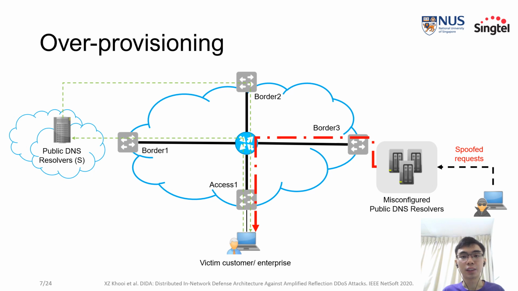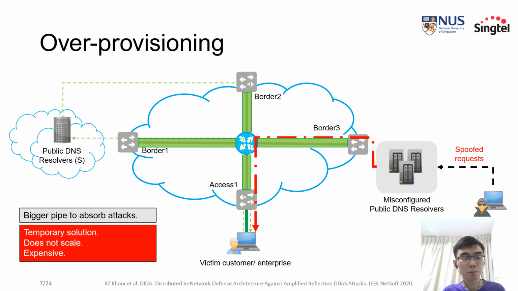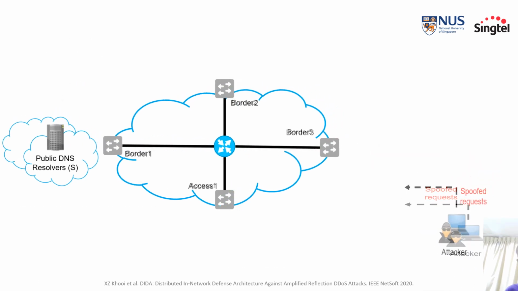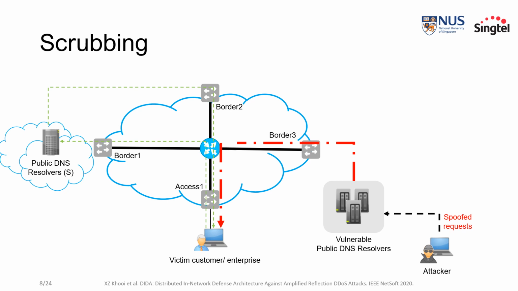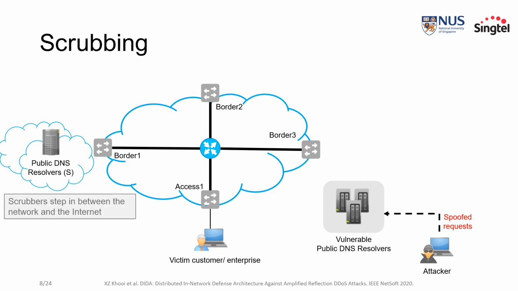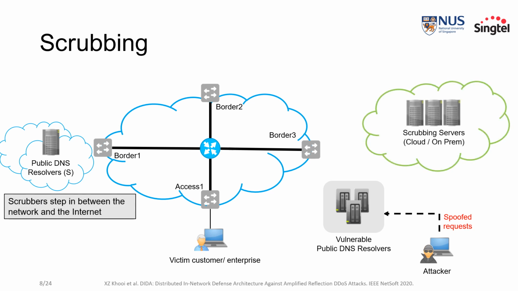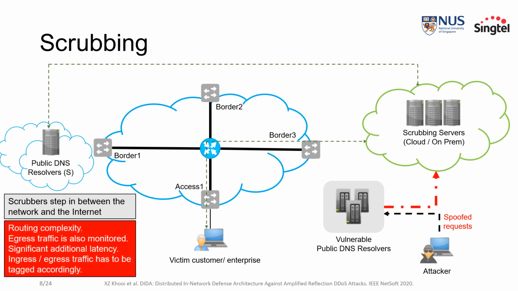Firstly, over-provisioning, which basically means to have bigger pipes to absorb attacks. However, this is a temporary solution as it does not scale well. This is due to the fact that there will always be the threat of a larger attack. That aside, this is an expensive solution. Besides over-provisioning, then we have scrubbing. So ISPs today either do scrubbing on-premise or in the cloud. However, this induces additional routing complexity.